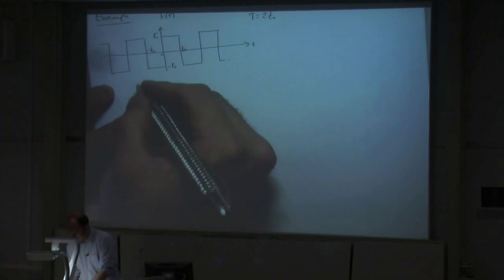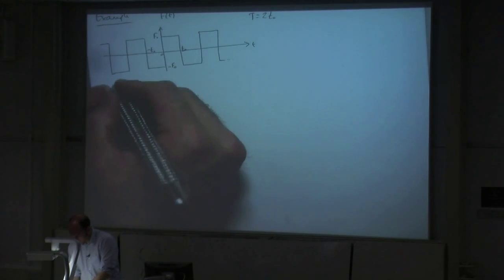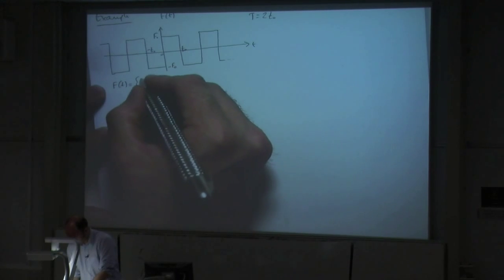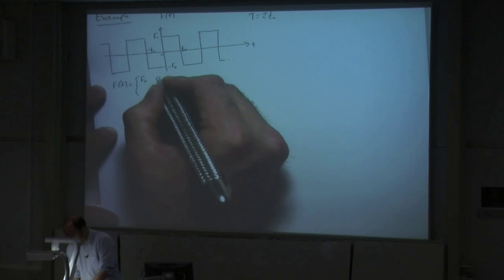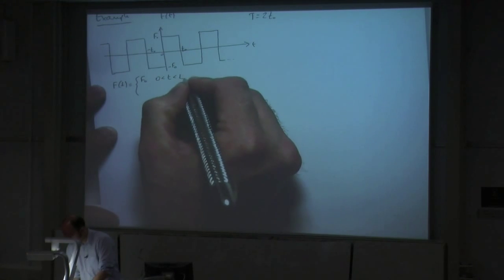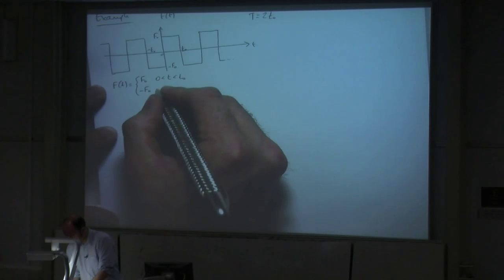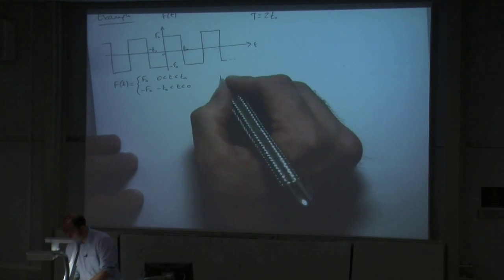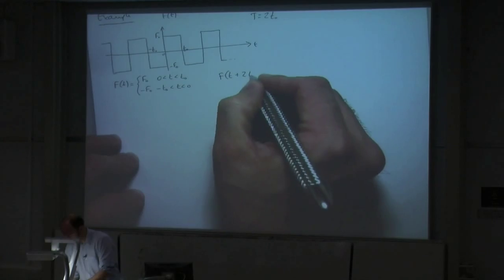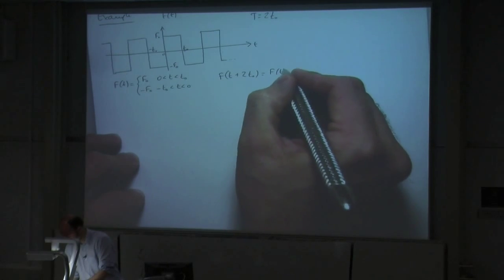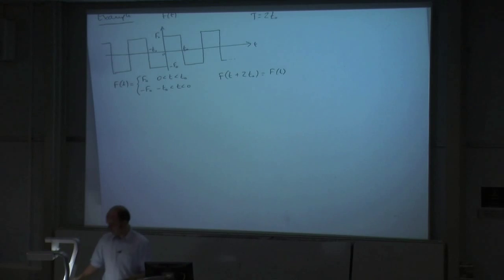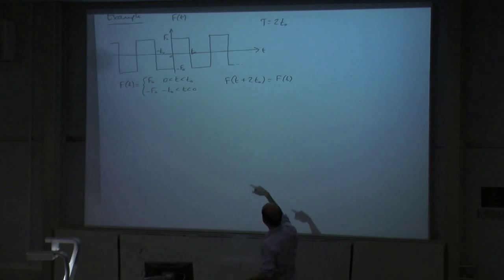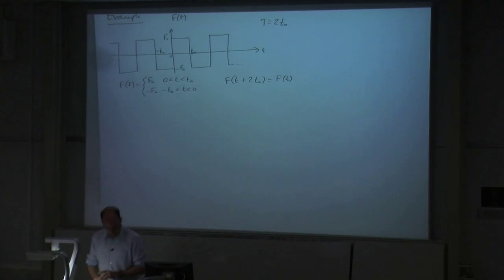And so we could write this function analytically. We've got f of t equals f0 when 0 is less than t, which is less than t0, and minus f0 when we have minus t0 less than t less than 0. We could write that analytically, and then obviously we have to say that f of t plus 2t0 equals f of t. So that's how you write a function analytically. You say what the values are, and then obviously the period is 2t0, so you have to say that it repeats after every 2t0 seconds.